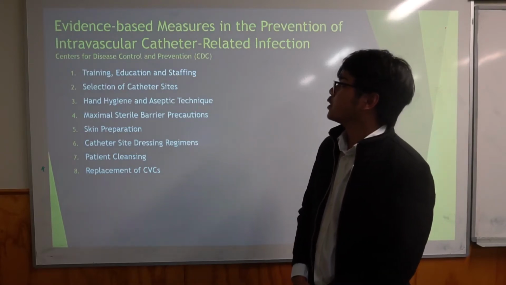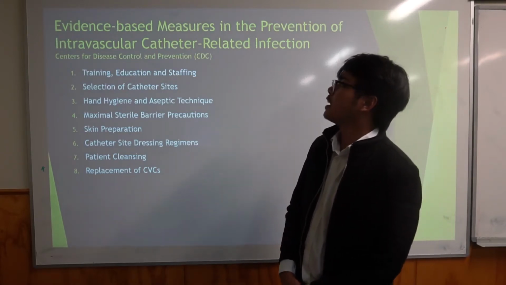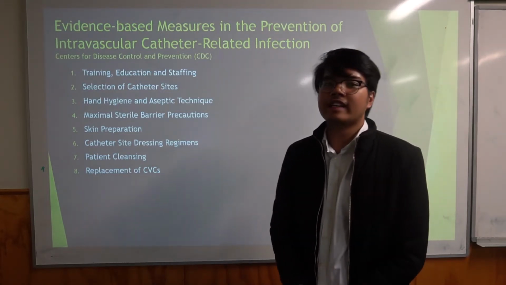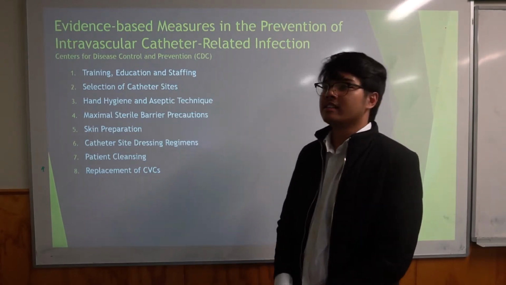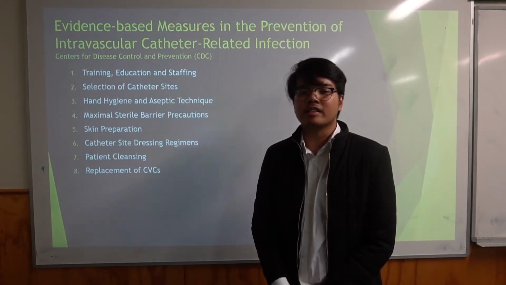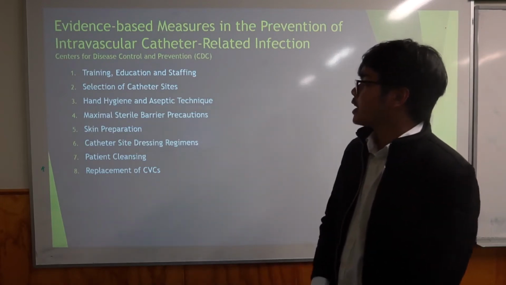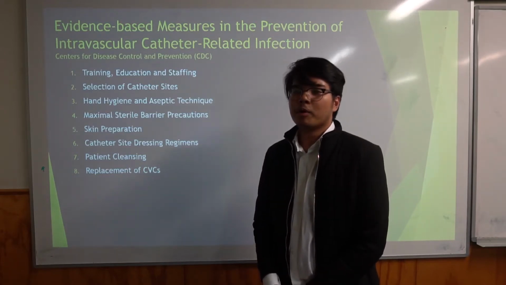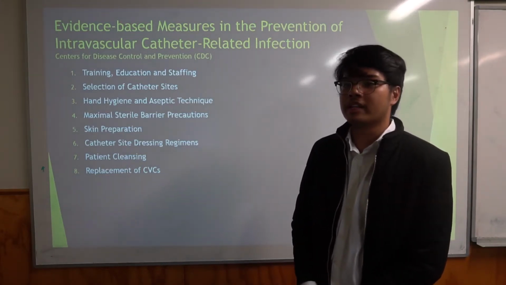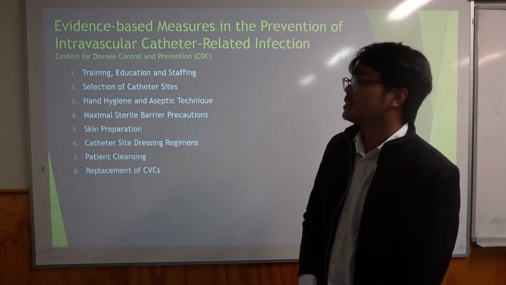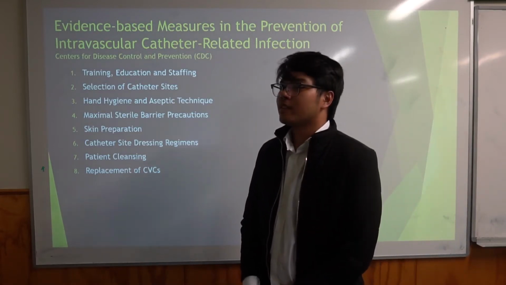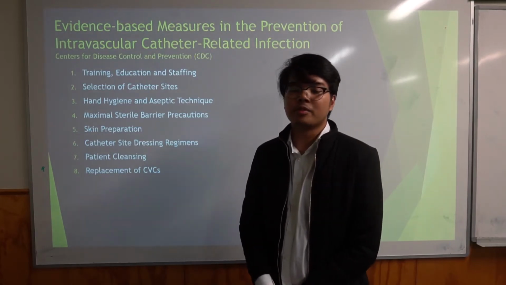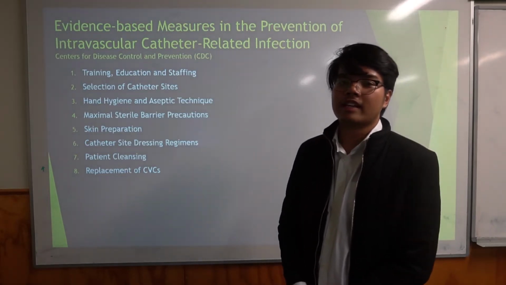The Centers for Disease Control and Prevention also provides their own evidence-based measures to prevent CLABSI. So both the guidelines set by SHEA and the CDC have their similarities and differences. I'm going to discuss only a few of them. Training, education, and staffing. The selection of catheter sites. Both SHEA and CDC do not recommend the use of the femoral site, but CDC adds that we should not use the subclavian sites in patients suffering from end-stage renal disease and hemodialysis patients.